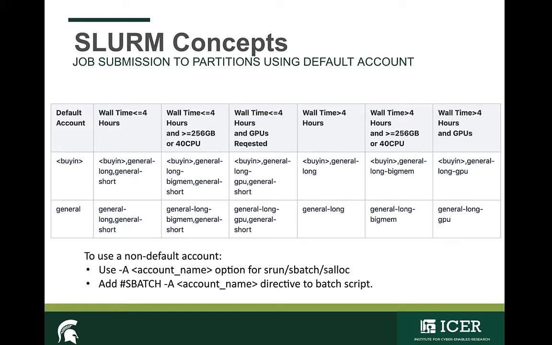Generally, from this example, we can see that jobs with a wall time of less than or equal to 4 hours are able to run on the largest set of nodes, but jobs with large resource requests have higher priority for those resources over smaller jobs, because these jobs are more difficult to schedule.